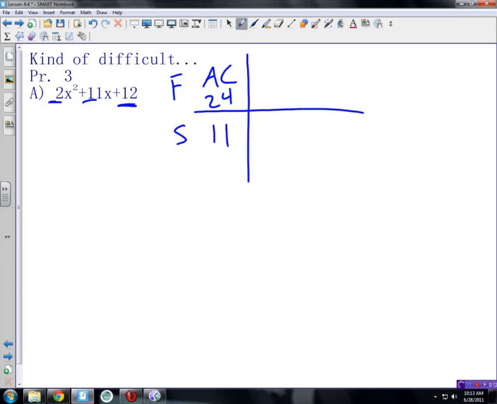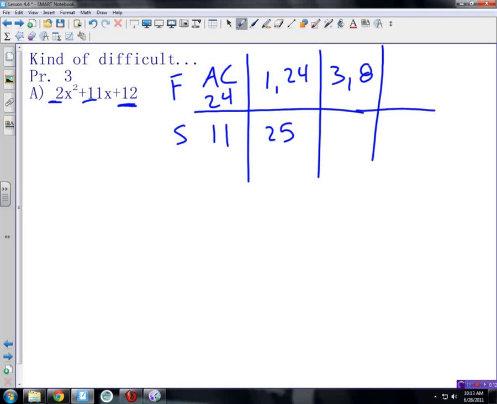Now, doing it with AC isn't as simple as plugging them back in like it was when we were just doing factor sum. With AC, we need to rewrite this equation. So I'm going to write 2x squared, and instead of 11x, I'm going to write plus 3x plus 8x plus 12. Now, do we agree that this is the same? I just dropped down the 2x squared and the 12, and the 11x I split into 3x plus 8x. Now 3x plus 8x is 11x.